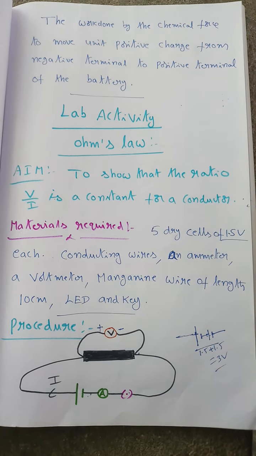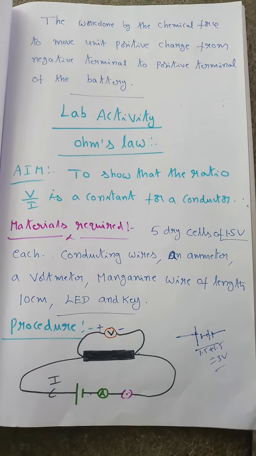So here the German physicist George Simon Ohm derived a relation, or else proposed a relation between voltage and current, and that is called Ohm's law. According to Ohm's law, V by I is equal to a constant, that is voltage upon current is equal to a constant at constant temperature. So this is the mathematical form of Ohm's law.